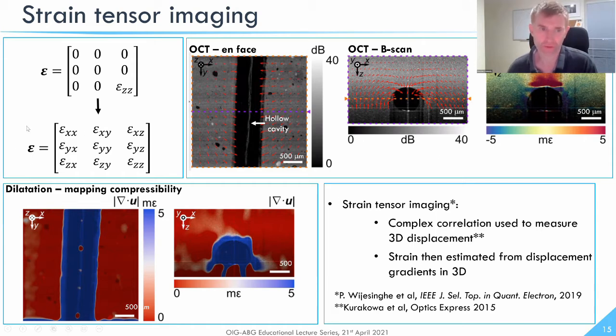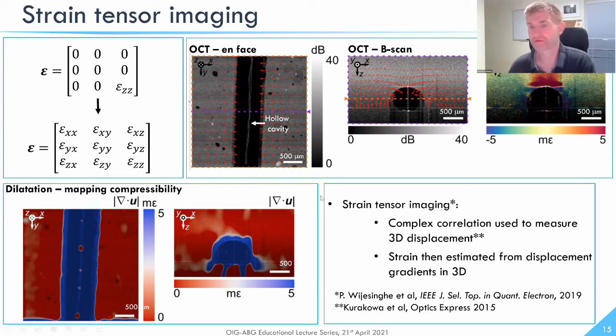Having all components of strain also enabled us to map, for the first time, the compressibility of the sample. Through the dilatation, we're able to make a map of the regions of the sample that are compressible. This is potentially extendable to tissue, where you could identify cavities quite accurately just by looking at the change in the local compressibility of the sample.